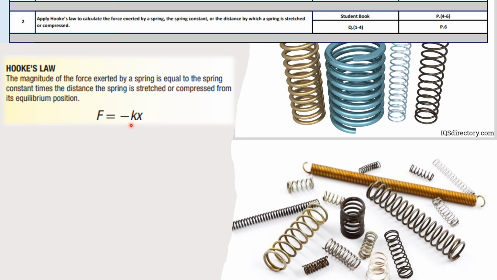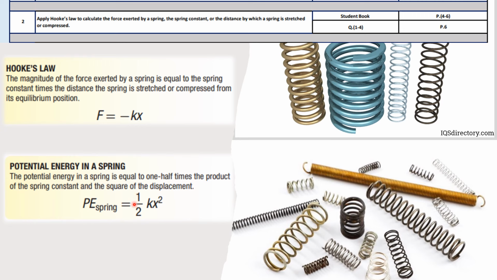Each spring has its own k, and the minus is there because the spring always acts opposite to the applied force. So if I'm compressing the spring, it wants to stretch, and if I'm stretching the spring, it wants to compress. The other equation of the spring is about the energy: here force is in Newton, and here the energy is in Joule, which is equal to half kx squared. So here the extension x is to the power of 2.